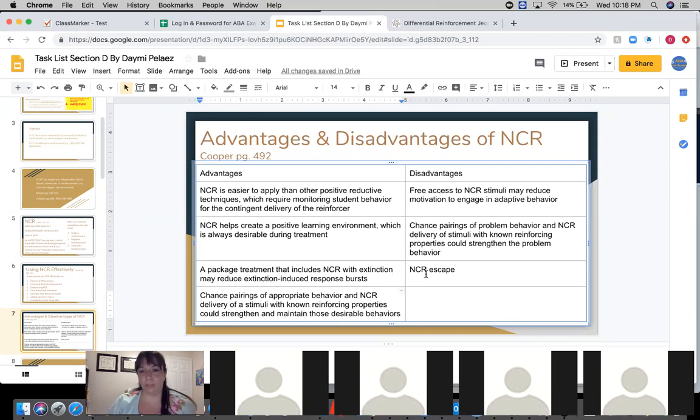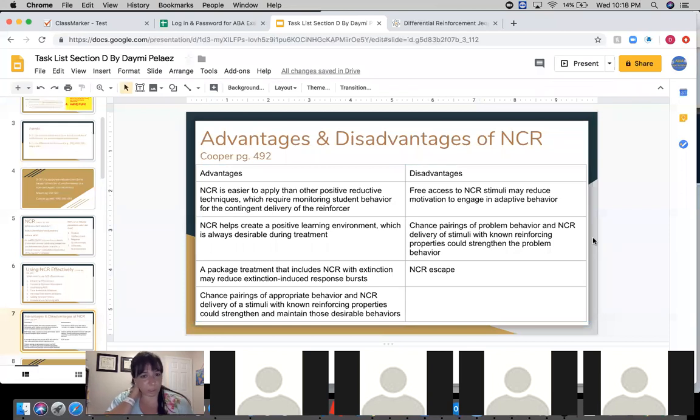I'll read the first one and then I'll have 2 participants. Free access to NCR stimuli may reduce motivation to engage in adaptive behavior. All right, anybody want to read the second one? Chance pairings of problem behavior and NCR delivery of stimuli with known reinforcing properties could strengthen the problem behavior. Okay, and then the last one? NCR escape. Perfect. All right, does anybody want to go over this or have any questions on this?